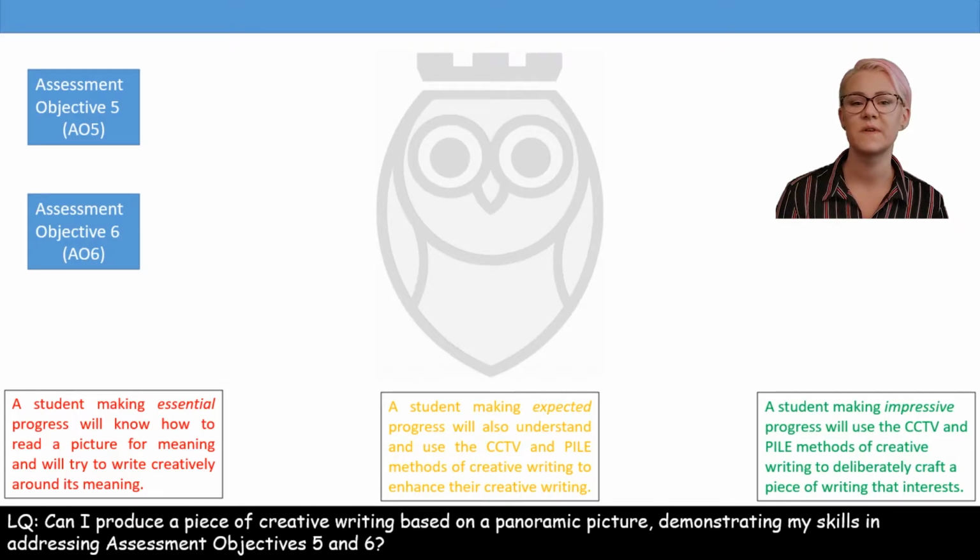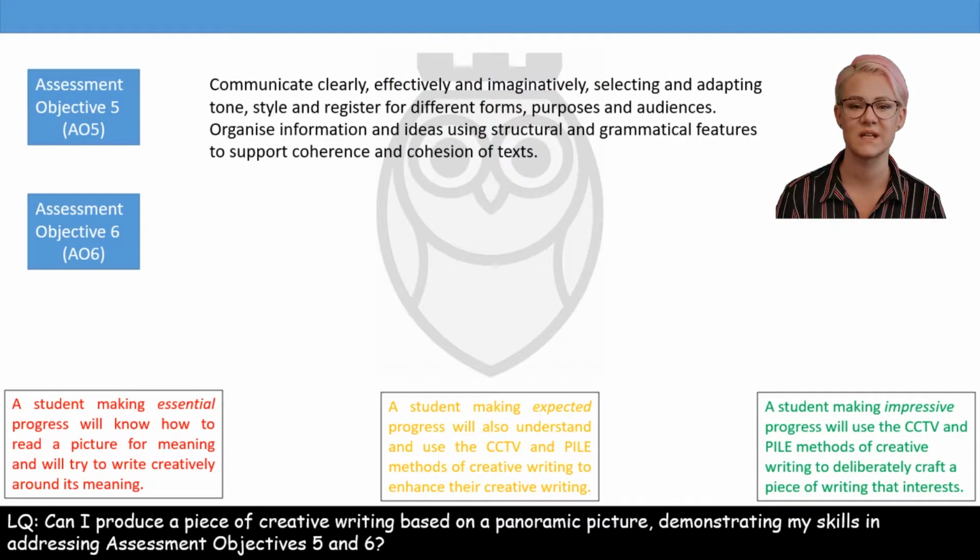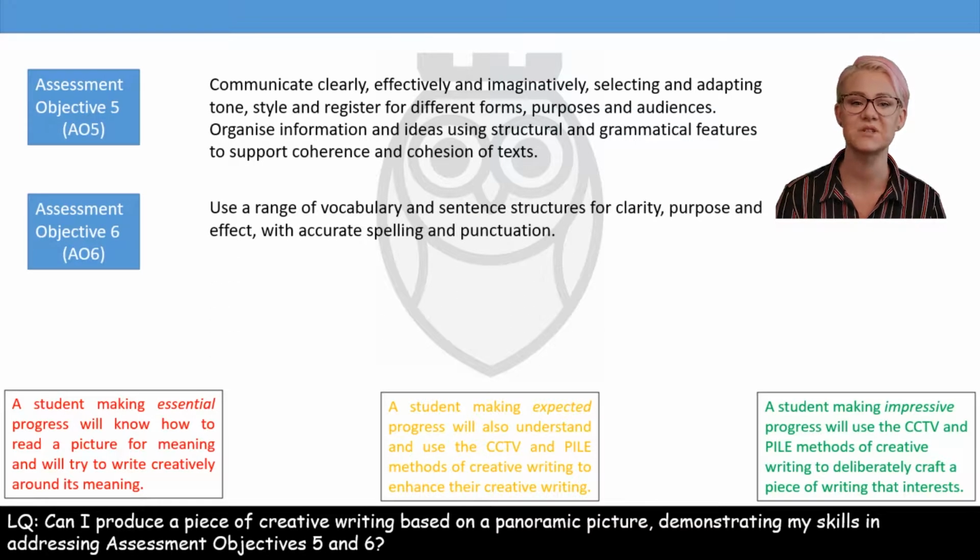The exam board wants you to focus on Objective 5 and 6 for this task. Assessment Objective 5 is basically about writing creatively using structural features like paragraphs and sentences to help make your writing interesting and engaging. For Assessment Objective 6, you are tested on your ability to use a range of vocabulary and sentence structures to make your writing clear and again interesting for the reader. You're also assessed on your ability to spell both words that you come across every day and more complicated words accurately throughout your writing. Therefore, this lesson has been designed with this in mind.